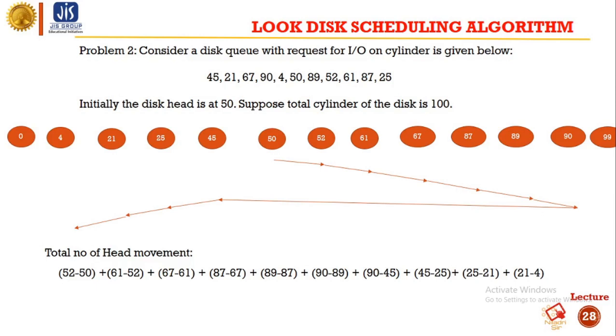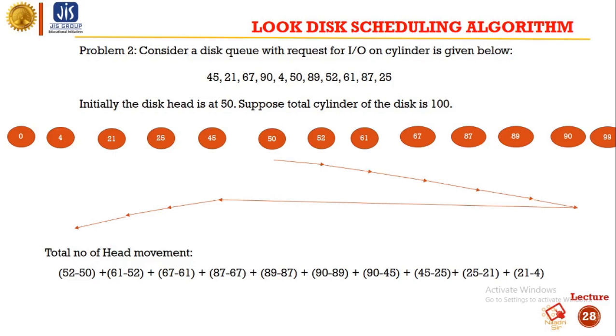Next we will move from 89 to 90. So the total head movement is 90 minus 89. From 90 we have moved to 45, so the total head movement is 90 minus 45. From 45 we move to 25, so the total head movement is 45 minus 25.